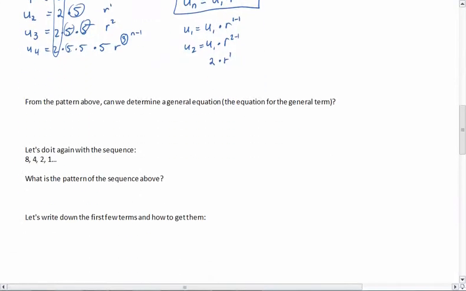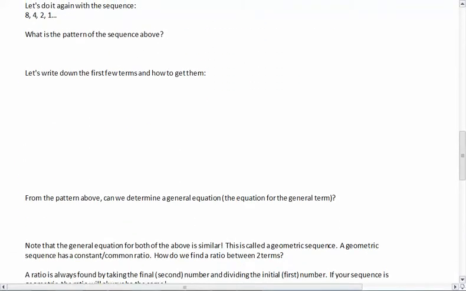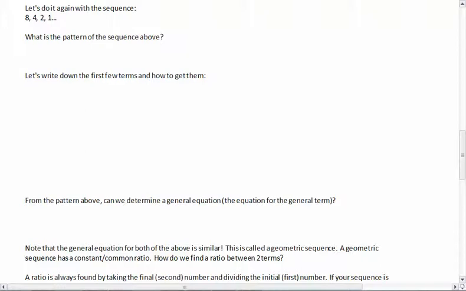Okay, so we're going to go ahead and skip up here, and we'll do it again. We're going to go through a little bit faster this time. So this time, what is the pattern of the sequence above? Hopefully you're recognizing that every time we are dividing by 2, as we go from 8 to 4, we divide by 2, divide by 2, divide by 2. Now, some of you are already thinking in terms of r. Okay, now how in the heck does division and multiplication both give us the same thing?